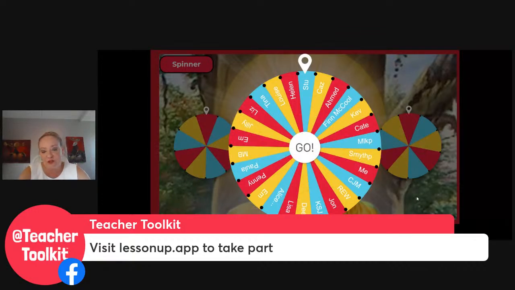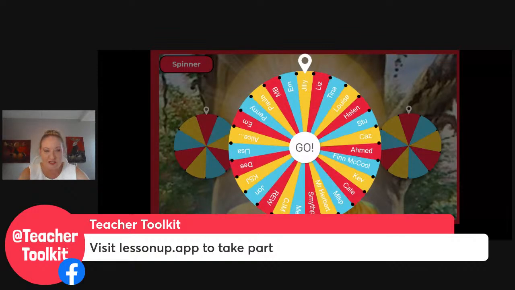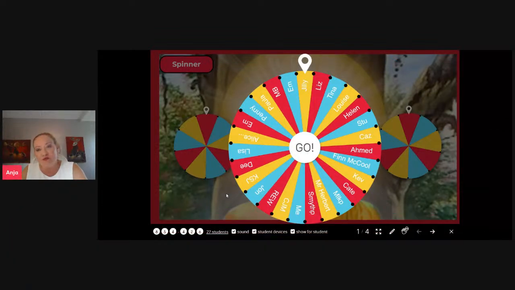Because as teachers, we know that so many times students say, oh, you always pick me. Why me? Oh, it's always me. And now the spinner is choosing which student is going to answer the question. And that is really great. I think it's very great, because you avoid all those questions.